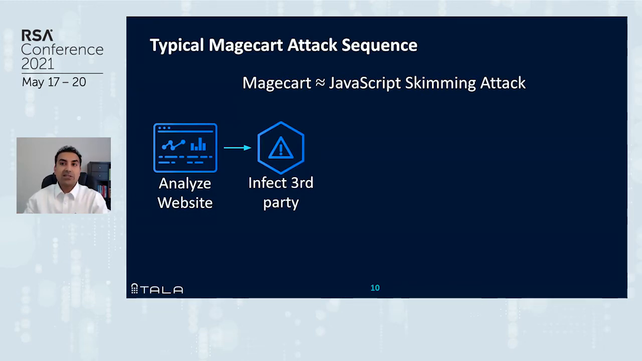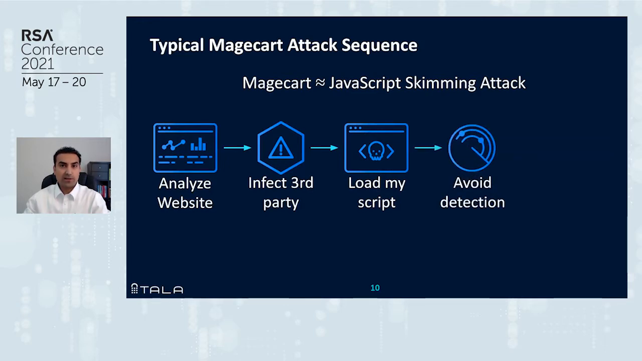Now, once the attacker has control over the third-party server, they're going to try and insert their own little JavaScript in there. This code is designed to avoid detection, and it will maintain a low profile. We'll go over how attackers are doing this in a few slides. Now, when an end user navigates to this website, their browser loads the third-party dependency, and ta-da, you have been infected by the attacker's JavaScript.